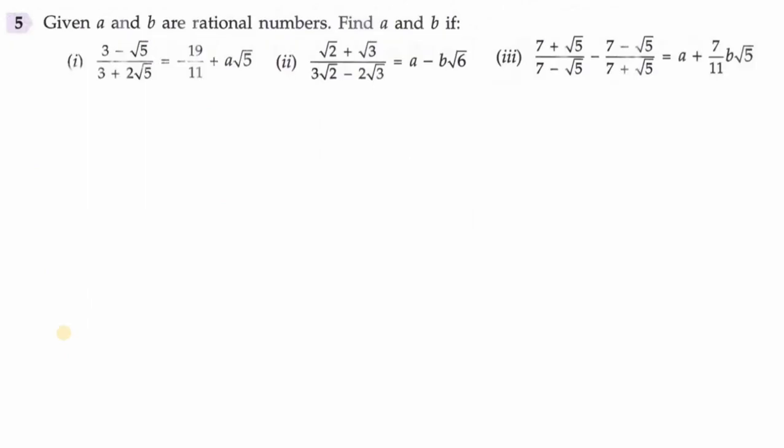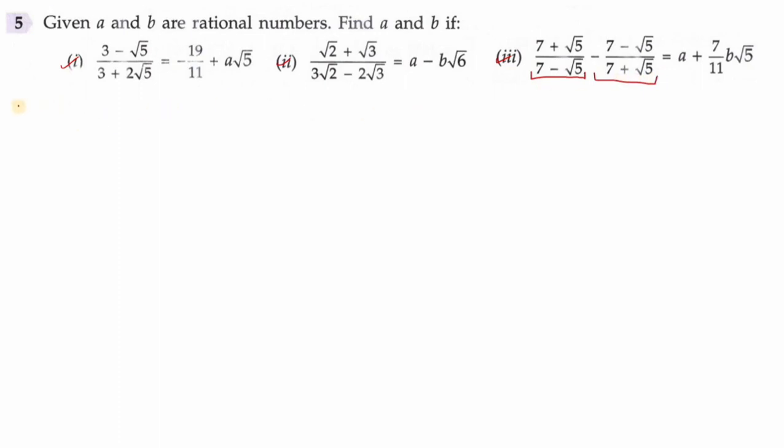Now let's observe this question. Given a and b are rational numbers, find a and b. There are 3 questions, 1, 2 and 3, and all of them are of the same kind. But I will be doing number 3 for all of you. So let's see how to do this. In number 3, as you can see, there are 2 terms. So let me evaluate them separately.